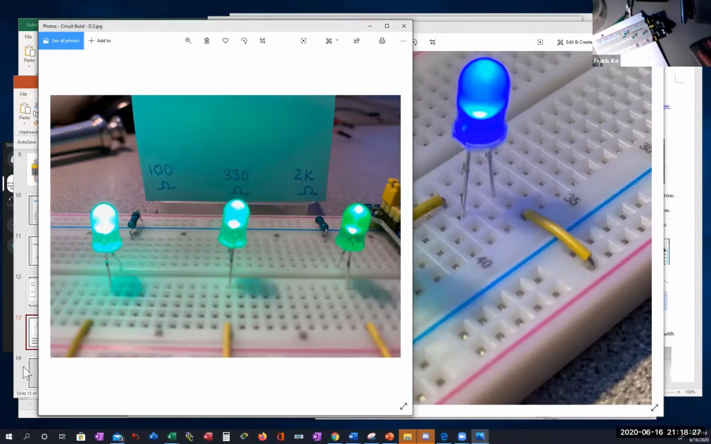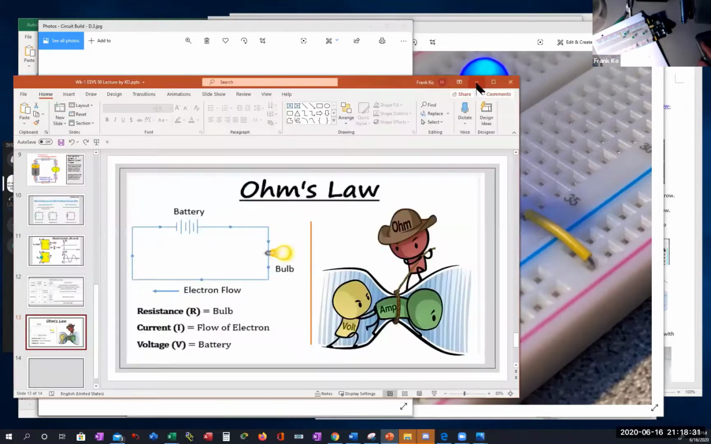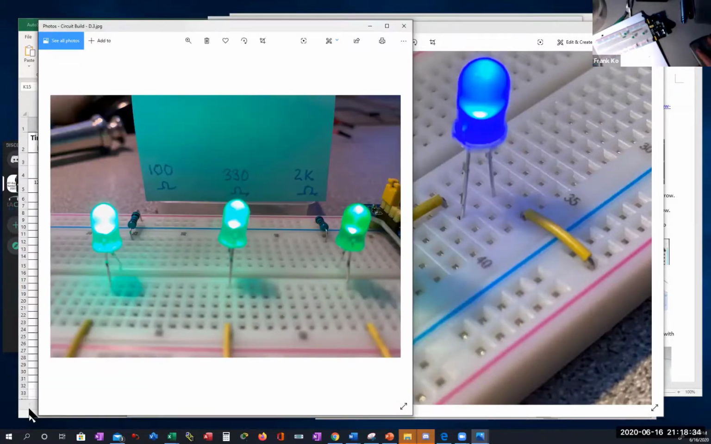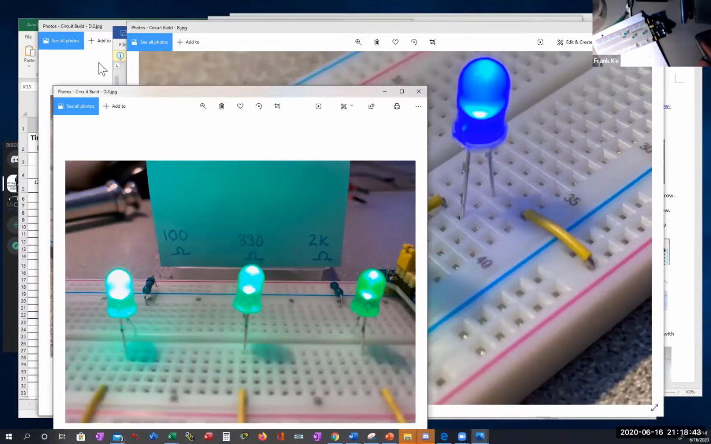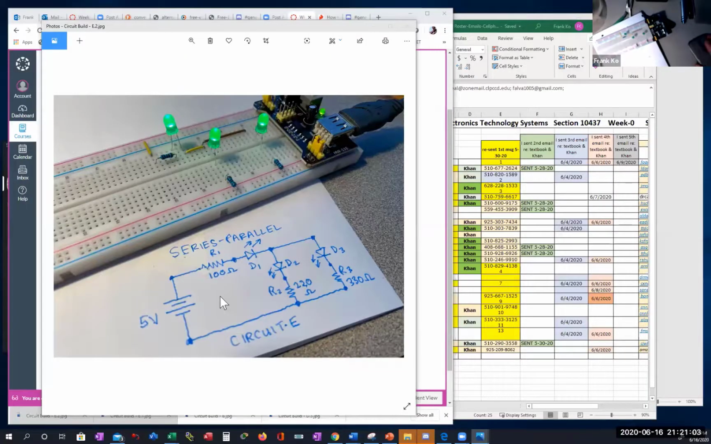And if I go to, minimize this, and move this down. Okay, move this out of the way. Here's the schematic I was referring to, I apologize. So we have a 5-volt source in the schematic. The positive is connected to R1 and the D1 in series.